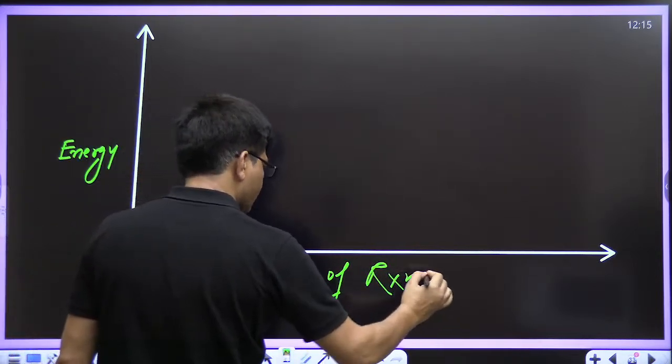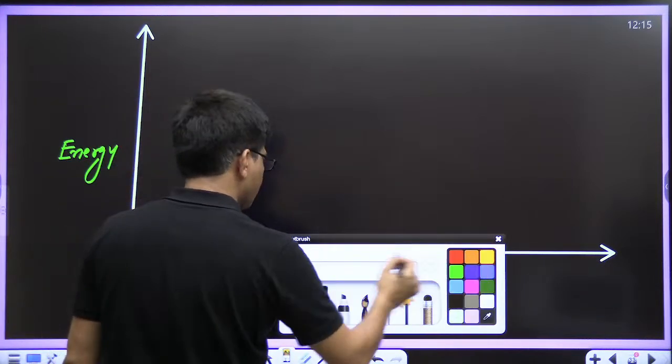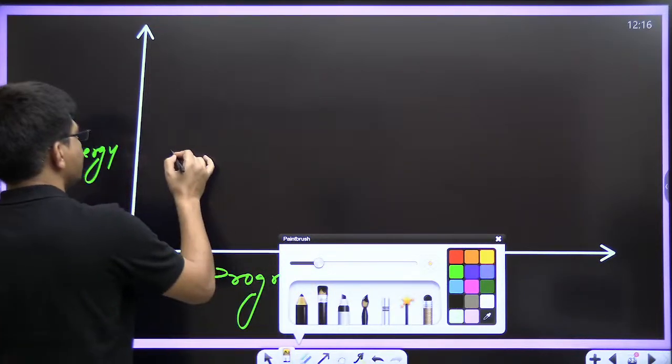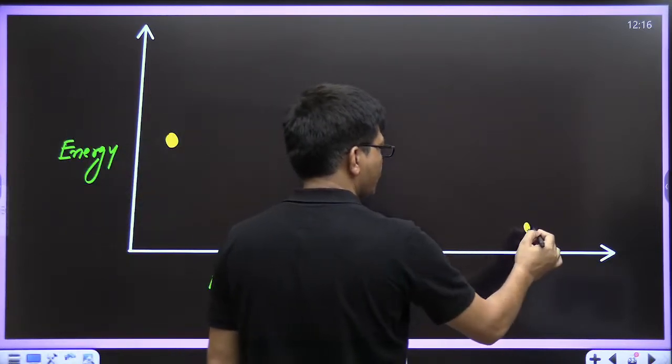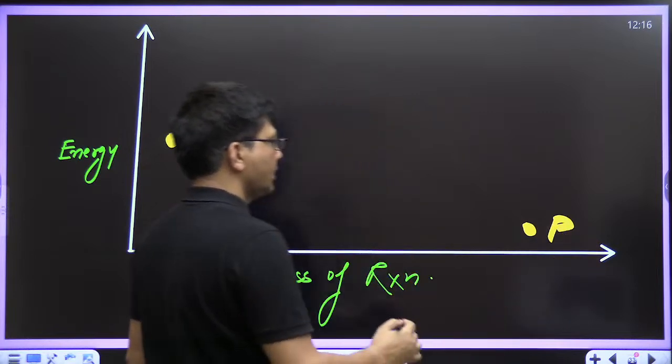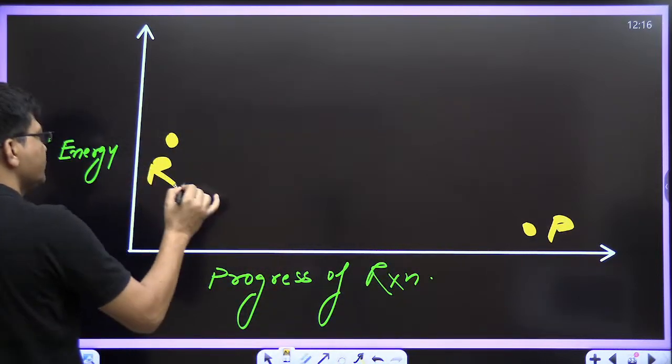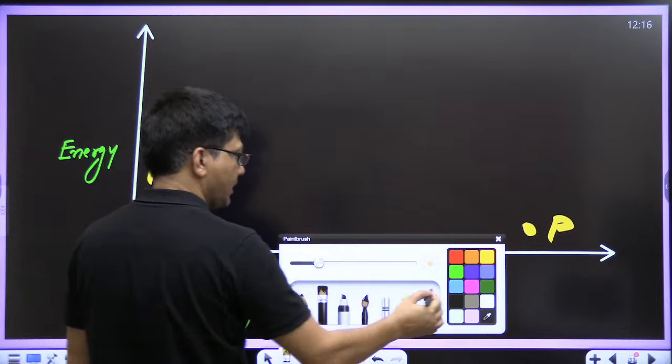So this is the last one, kids. Now see, we have started from reactant. Let us suppose this is the reactant's energy and we have to reach up to the product. This is your product and this is the reactant. So see how the reaction is going to take place.